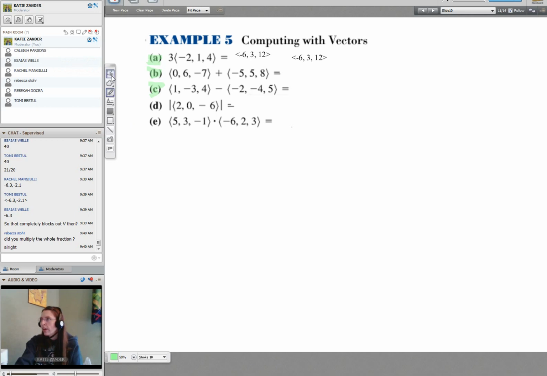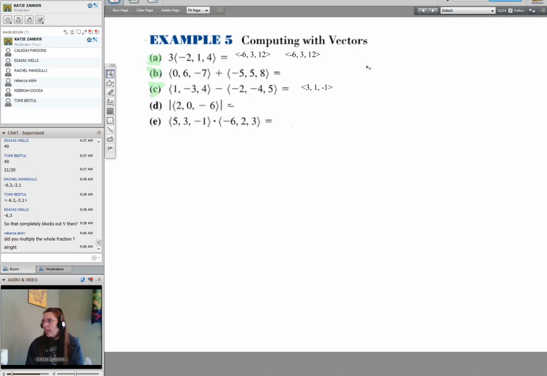It's always nice when our answers match up. So even if you did one that someone else already has an answer for, still put it on the board so I can see your thinking or your thought process behind it. First one looks good. You're just multiplying 3 through every component. So -6, 3, and 12. So part A looks good.